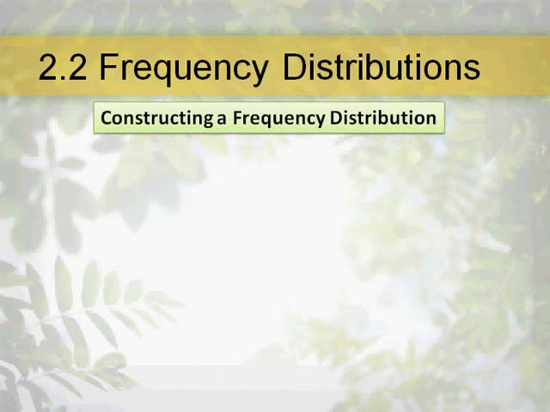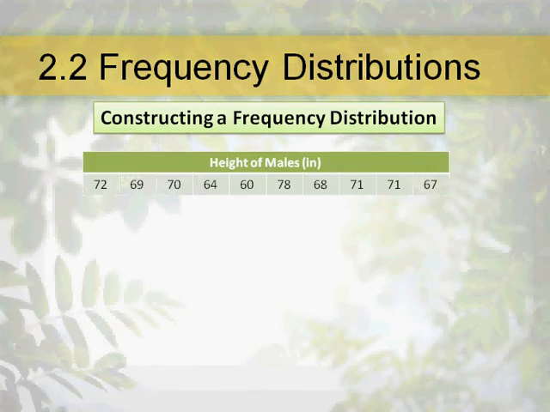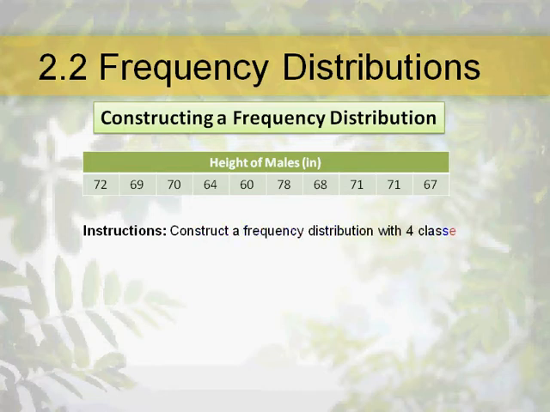So how do we construct a frequency distribution? Suppose we are given a table of some data. In our class, we will usually be told how many classes to use. However, there are techniques available to determine the ideal number of classes to use in any frequency distribution. In this example, we will construct a frequency distribution with 4 classes.